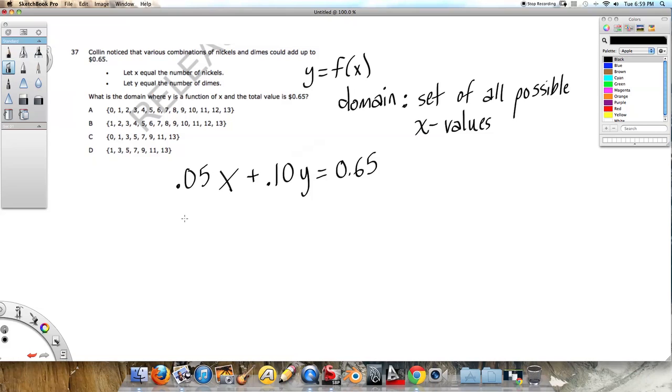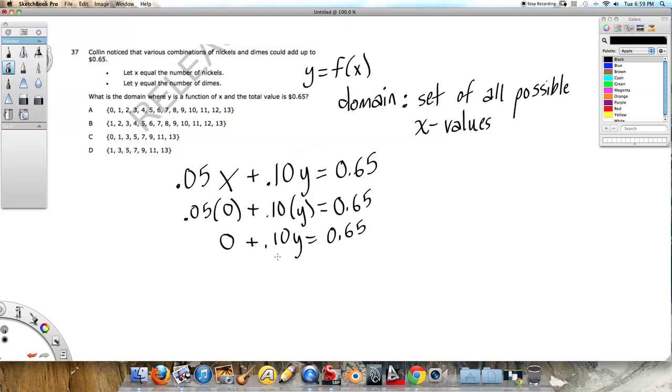If I plug in 0 here, that will become 0.05 times 0 plus 0.10 times y still, and that equals 0.65. And I didn't really have to write parentheses there, I just did anyway. But this is going to cancel out. 0.05 times 0 is just 0. So plus 0.10y equals 0.65. And so we get 0.10y equals 0.65. Now let's think about what this means. This is saying that some number of dimes has to add up to give me 65 cents. But you can't come up with 65 cents just using dimes. So that means I can't assume that I can start with 0 nickels. 0 nickels doesn't work, okay?